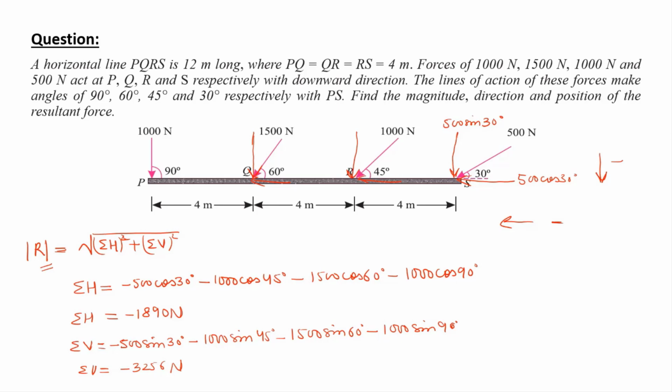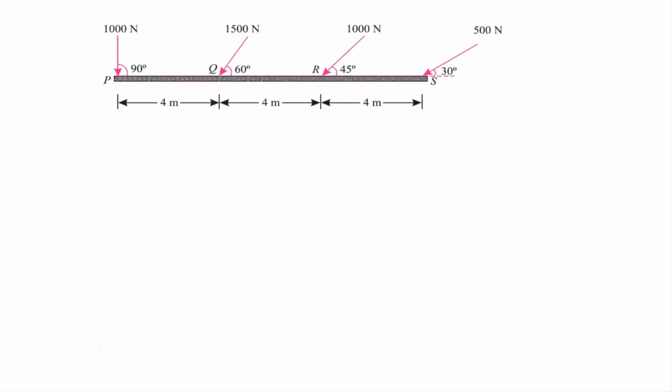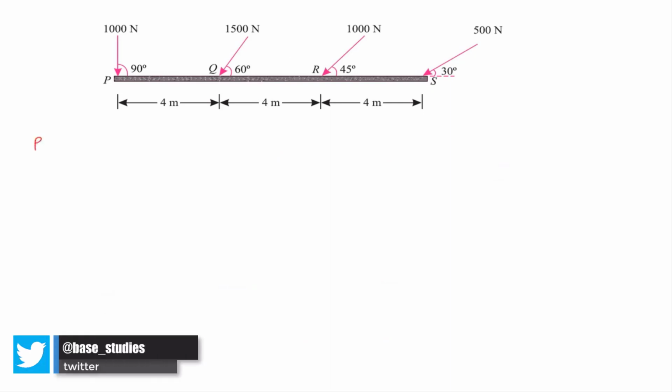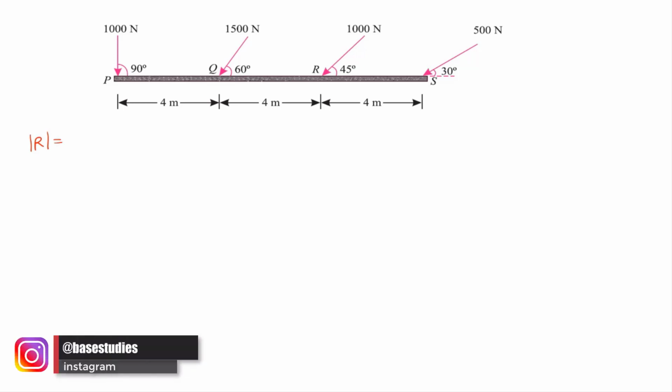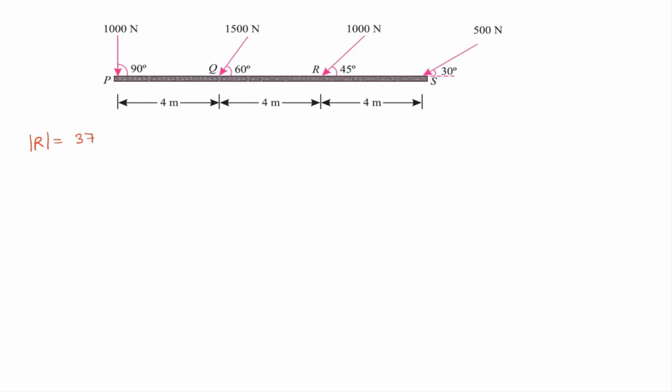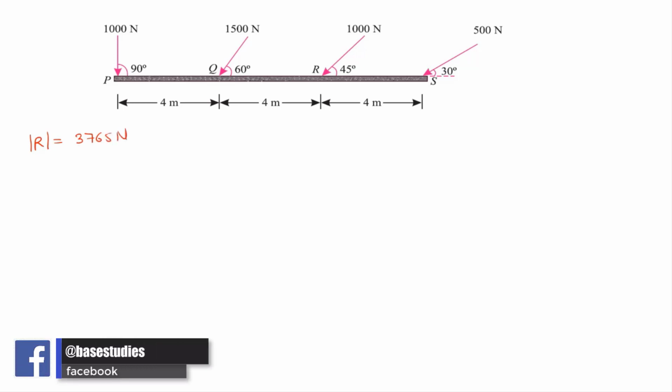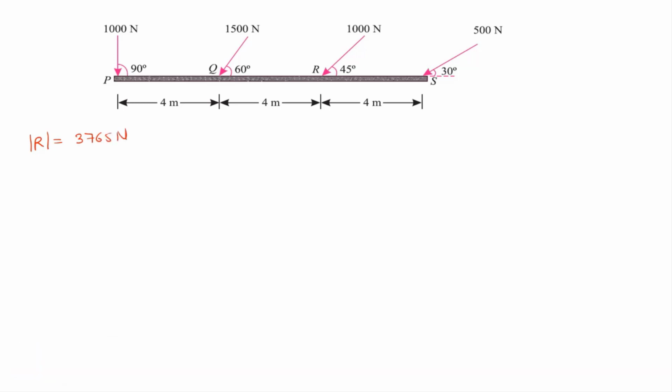Now we have the values of sigma H and sigma V. Then put these values in this formula, under root sigma H square plus sigma V square, and we will get the force as 3765 Newton. So this is the magnitude of the resultant force of this force system.